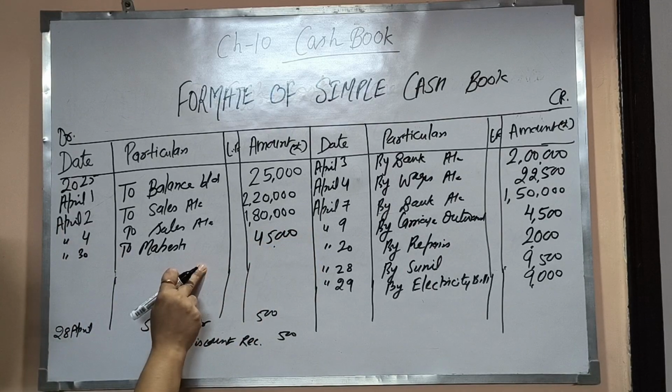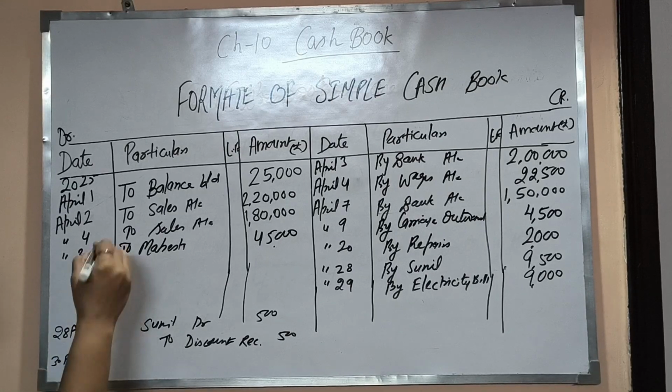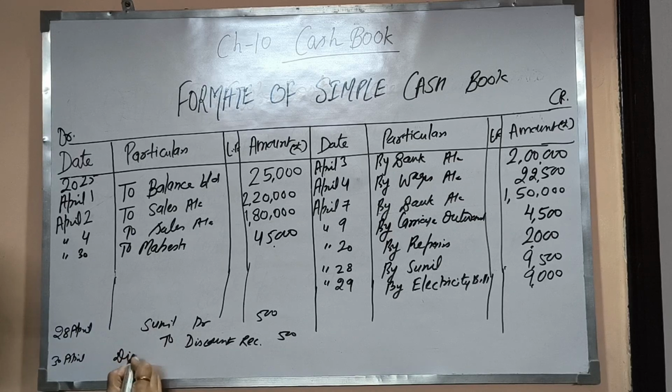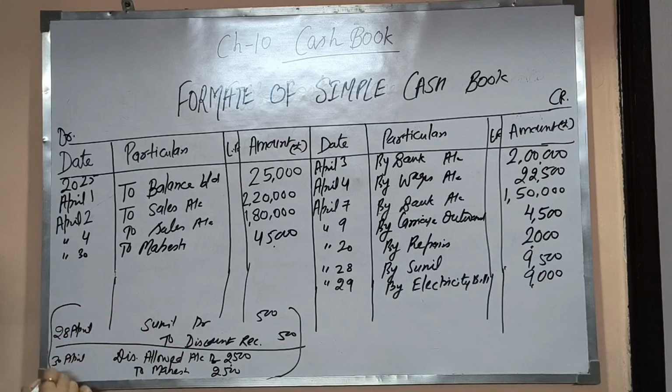Received cash from Mahesh and we allowed him discount. Then the entry is also dealt under the cash book. Entry is discount allowed account debit. Debit all expenses and losses, to Mahesh. Amount is 2,500. Both these entries are not dealt into the cash book because it is an entry of discount received and discount allowed.